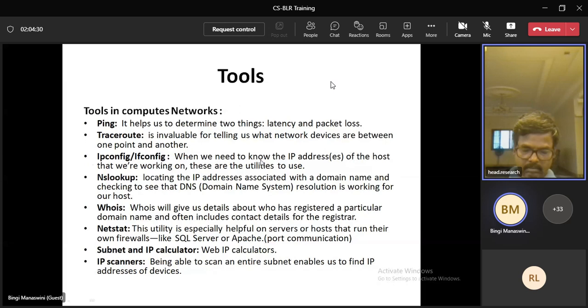And whois gives us details about who has registered a particular domain name and often includes contact details for the registrar. And then netstat, these utilities are especially helpful on servers or hosts that run their own firewalls like SQL Server or Apache. And then the subnet and IP calculators, these are web IP calculators.